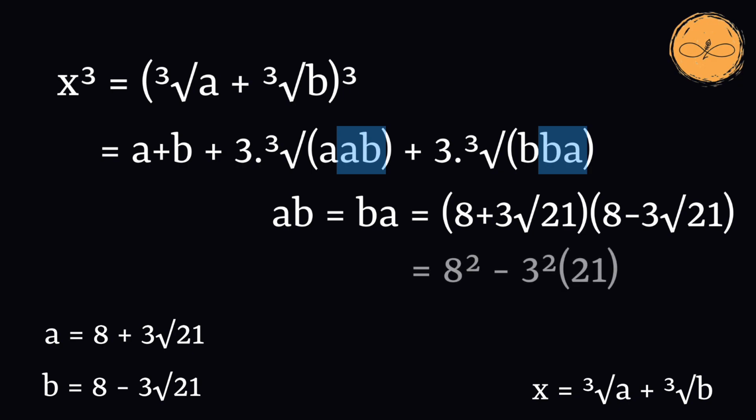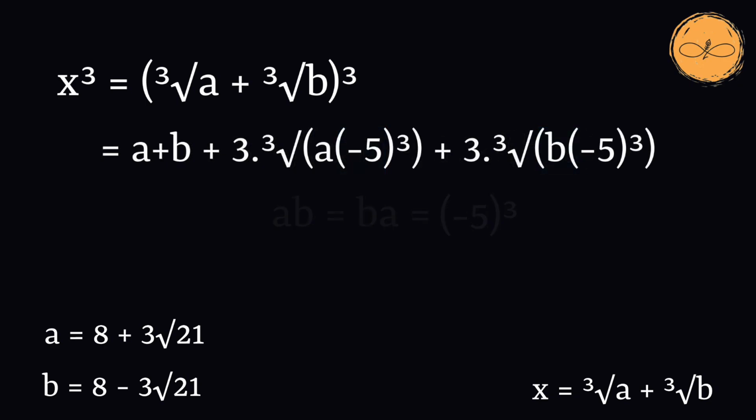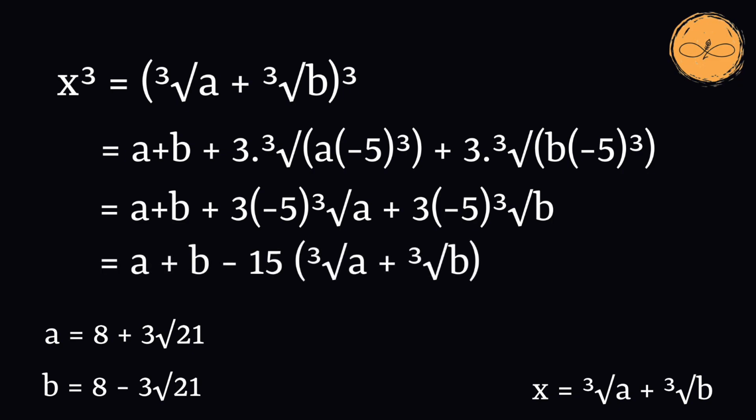So this will be 8 squared minus 3 squared times 21. And this simplifies to negative 125, which is equal to negative 5 cubed, so we'll substitute that in the equation. And now if we take the cube root of that, we end up with negative 5, 3 times negative 5 is equal to negative 15, so we then have negative 15 and we can group the remaining terms which will be the cube root of a plus the cube root of b.